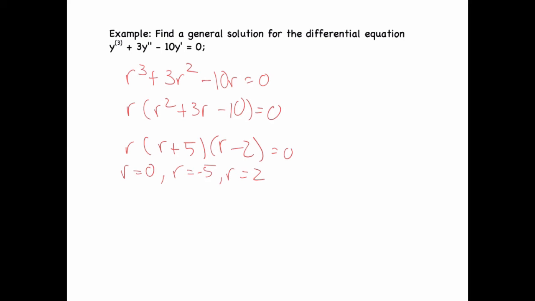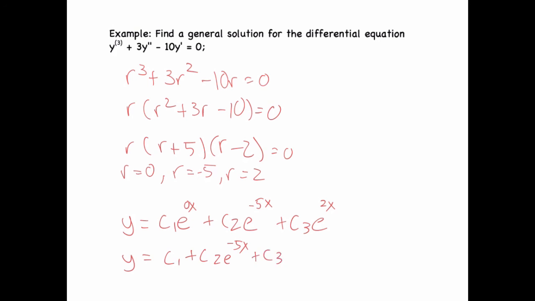Since they are all real and they are all distinct, our general solution then would be y equals c1 e to the 0x, technically, plus c2 e to the negative 5x, plus c3 e to the 2x, but we probably would just leave that first one as c1 plus c2 e to the negative 5x plus c3 e to the 2x. And you wouldn't have to write that step if you just want to jump right from there to the end. That would be just fine.